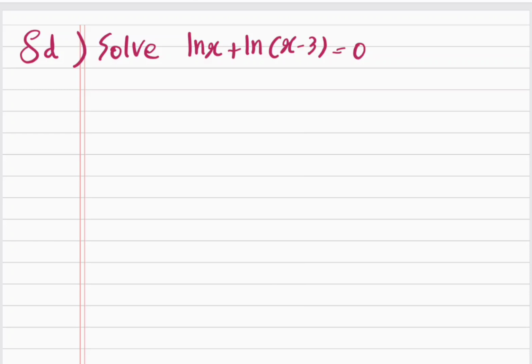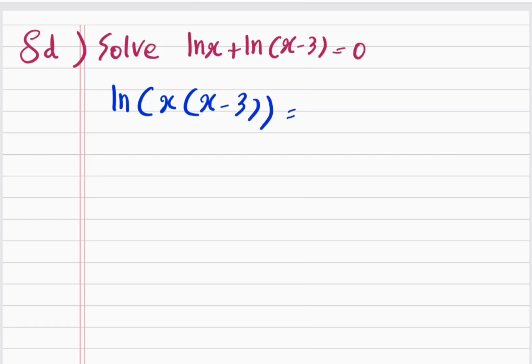write the sum of two logs as one log of the product of the terms. That's because when the base numbers of each log are the same, then essentially we can write this as one single log, but the terms inside each log are going to be multiplied. So we'll have ln of x times (x - 3).